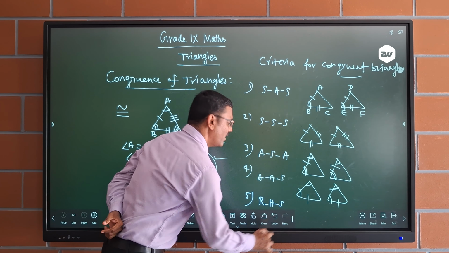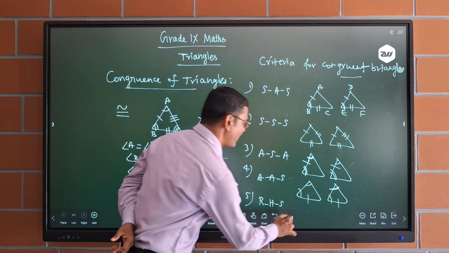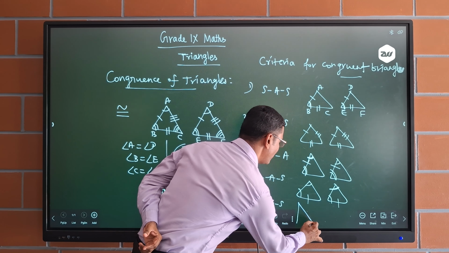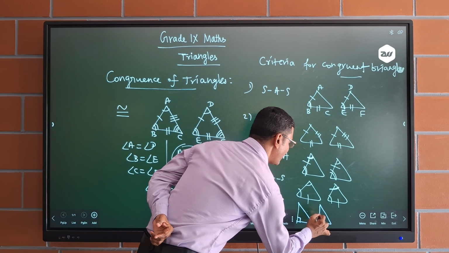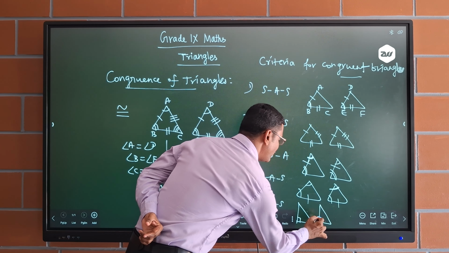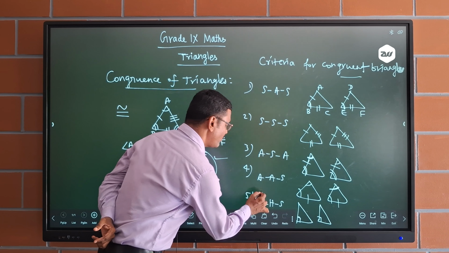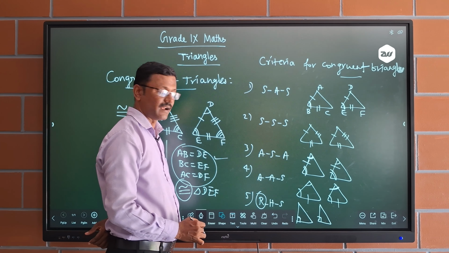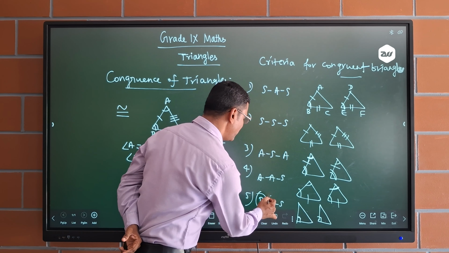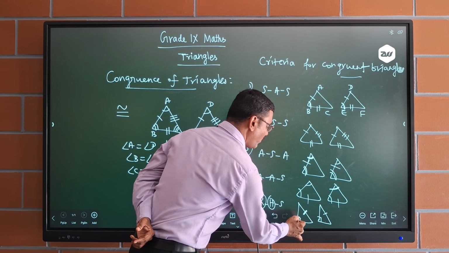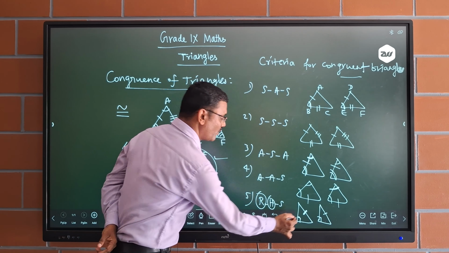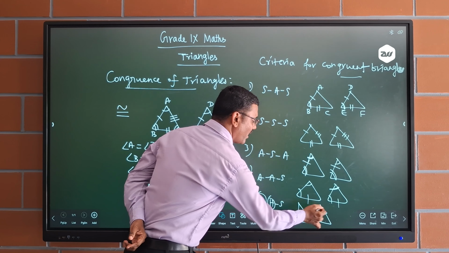RHS means what? So we are dealing with right angle triangles this time. You consider two right angle triangles. In this right angle triangle, this is the right angle, 90 degrees. That is what R means: right angle, 90 degrees. H means hypotenuse. Which is the hypotenuse? The side opposite to 90 degrees. So this side and this side are hypotenuse.